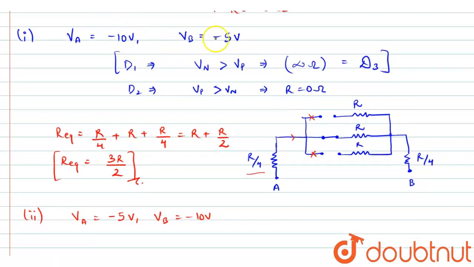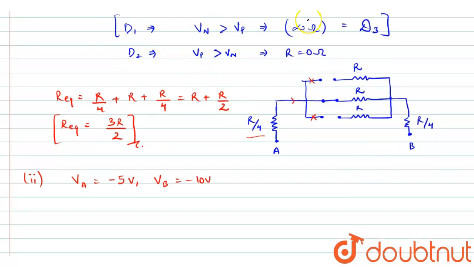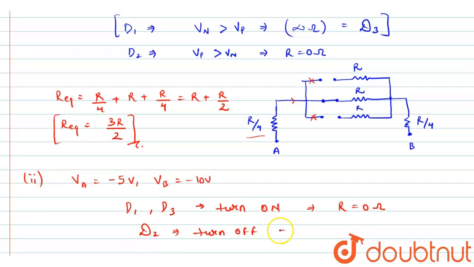So now as the voltages are reversed, the polarities for D1, D2 and D3 will also be reversed, such that now D1 and D3 will turn on. D1 and D3 will now give a resistance of 0 ohms, and D2 will get turned off and will give a resistance of infinite ohms.